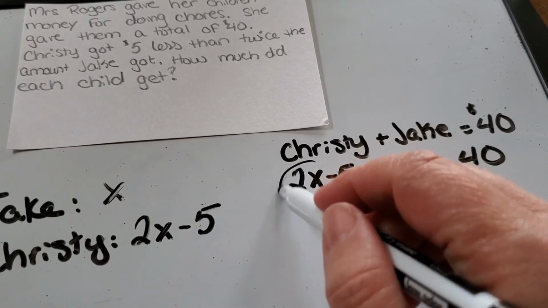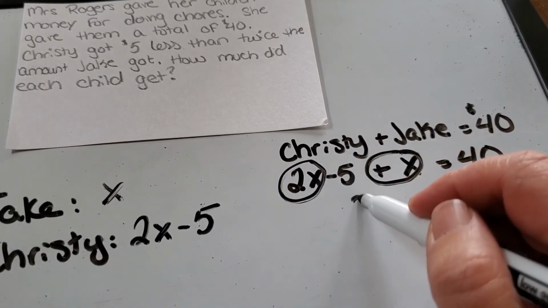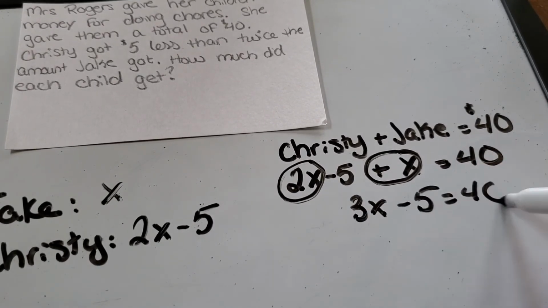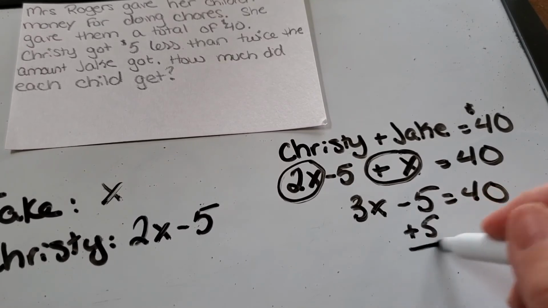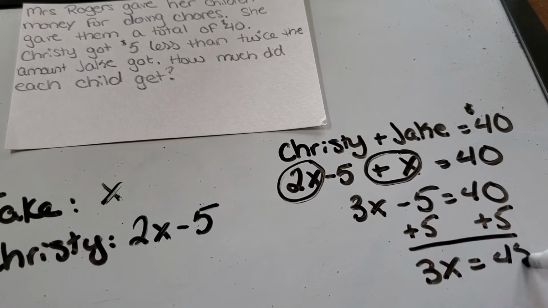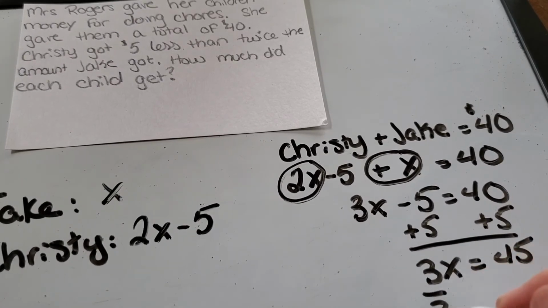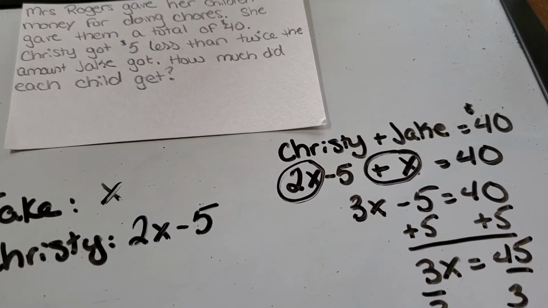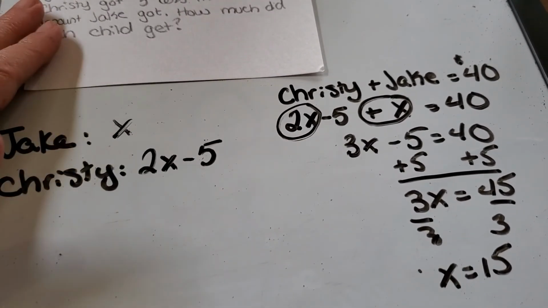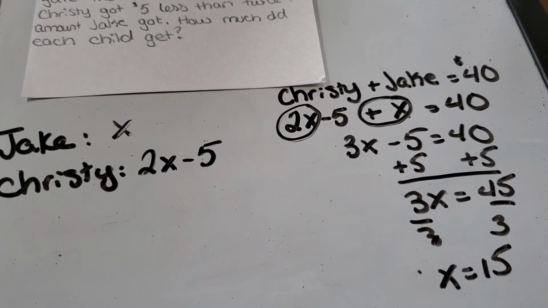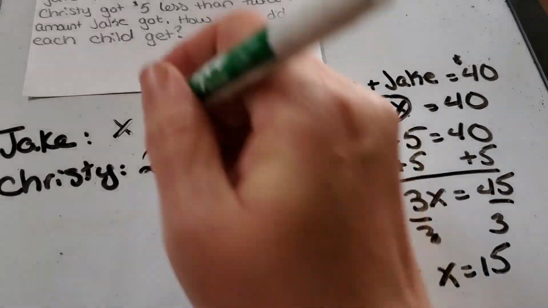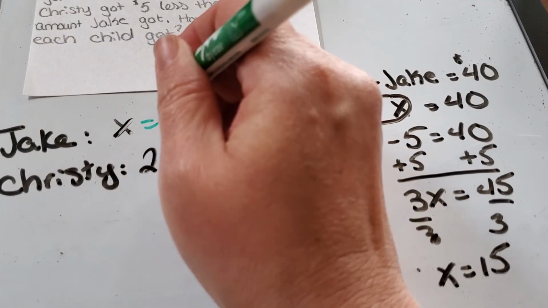There's no parentheses, so we can jump right into combining like terms. It's going to say 3x minus 5 equals $40. Add 5 to both sides. We get 3x equals 45. Divide by 3, and we get x equals 15. Now we're not done there, because the question asks how much did each child get. So realize x is 15. That's Jake. He must have got $15.